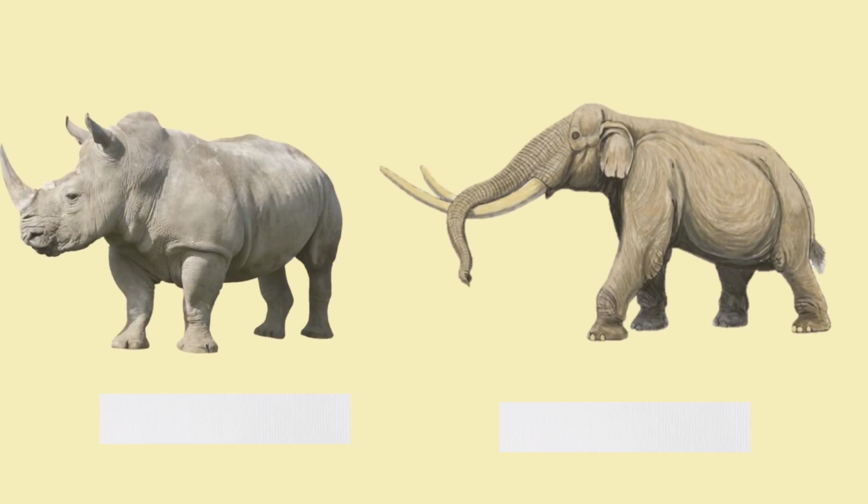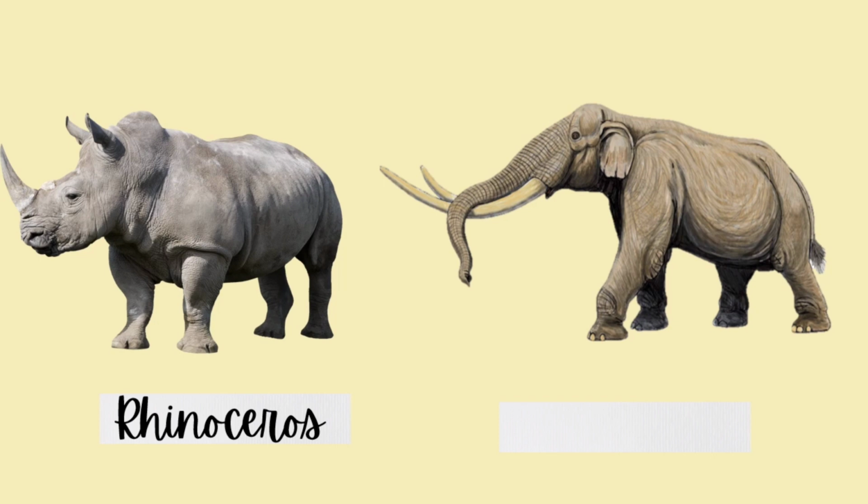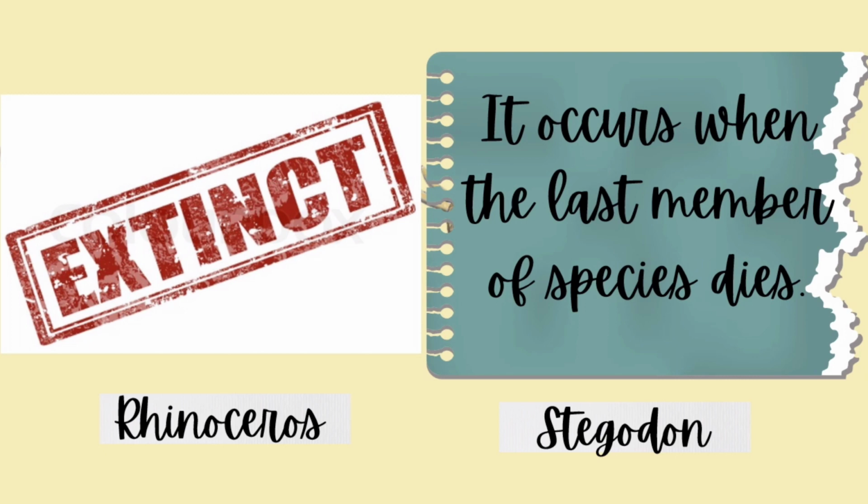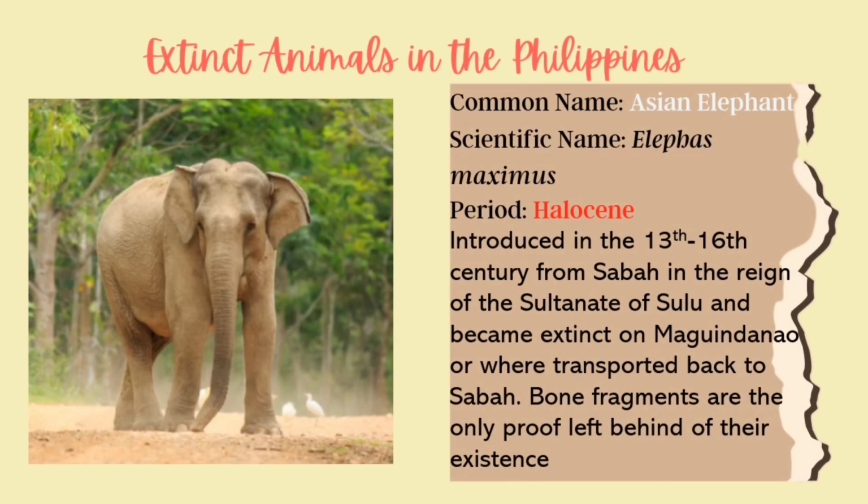Do you know these kinds of animals? The first one is the Philippine rhinoceros. The second one is what we call the stegodon. These animals are considered extinct. Extinction occurs when the last member of a species dies. Here are some of the extinct animals in the Philippines. Take note of the following so you can answer your learning tasks.